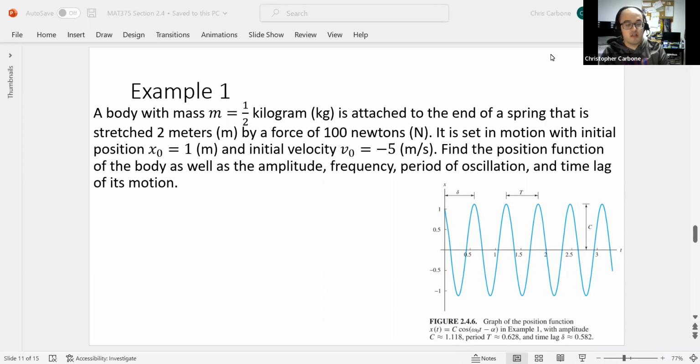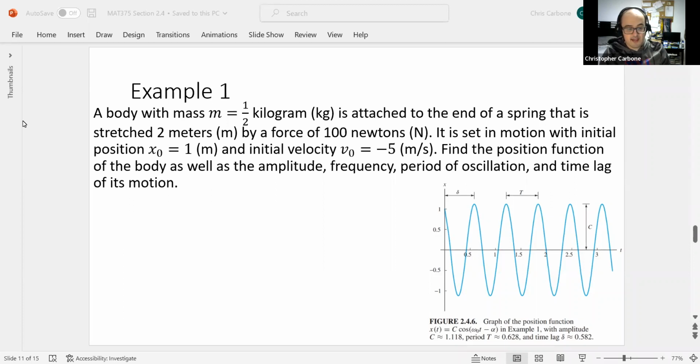Welcome to part 2 in our mechanical vibrations lesson. Here's an example. A body with mass m being 1/2 kilogram is attached to the end of a spring that is stretched 2 meters by a force of 100 newtons. It is set in motion with initial position x sub 0 being equal to 1 meter, initial velocity v sub 0 being negative 5 meters per second. And we want to find the position function of this body as well as the amplitude, frequency, period of oscillation, and time lag of the motion.